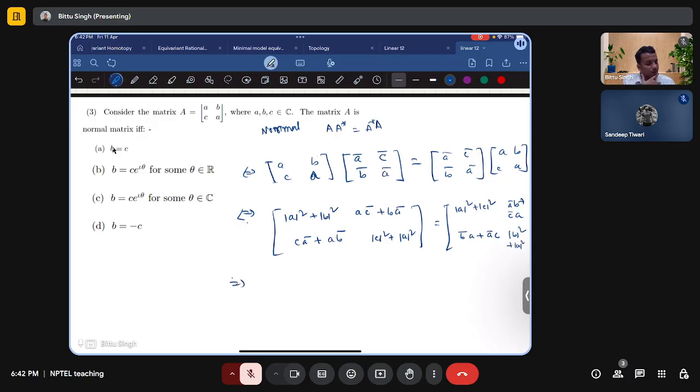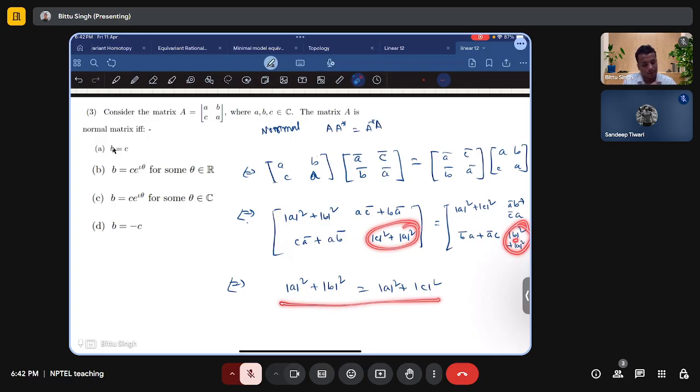So this is true if and only if mod a square plus mod b square is the same as mod a square plus mod c square. Those two entries are the same, and we can note that the other entries are automatically the same. This is A C bar, A C bar, A bar B, A bar B. So the other entries are automatically the same; only this needs to hold, that is this equality. And this is if and only if.